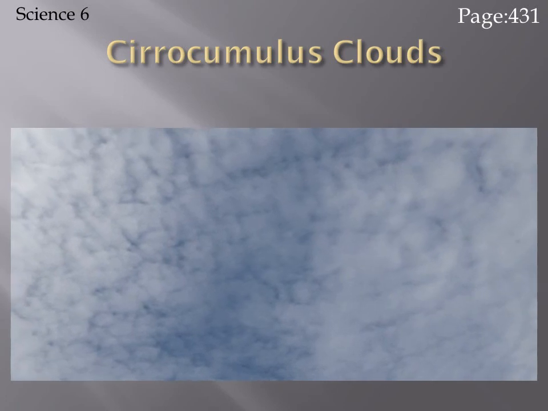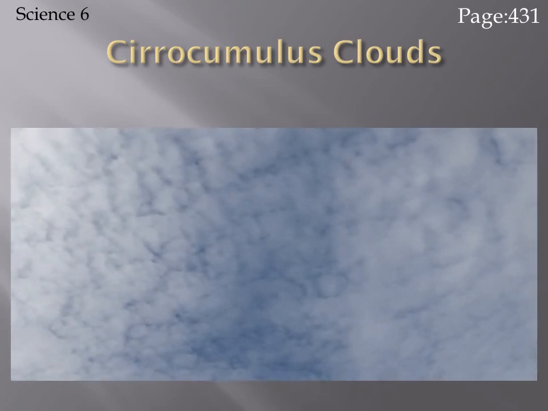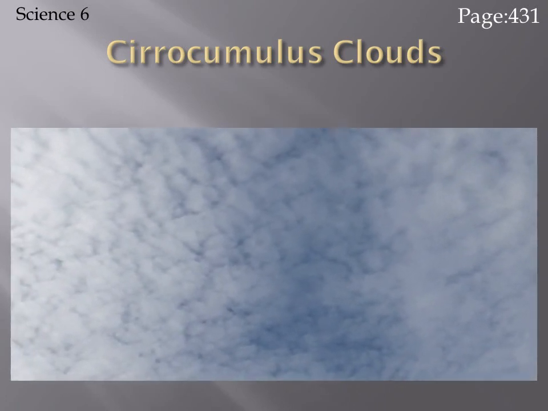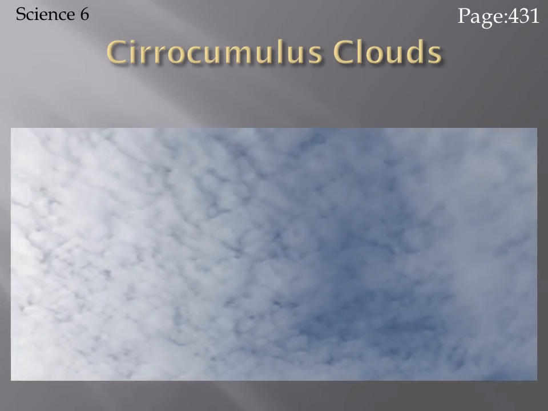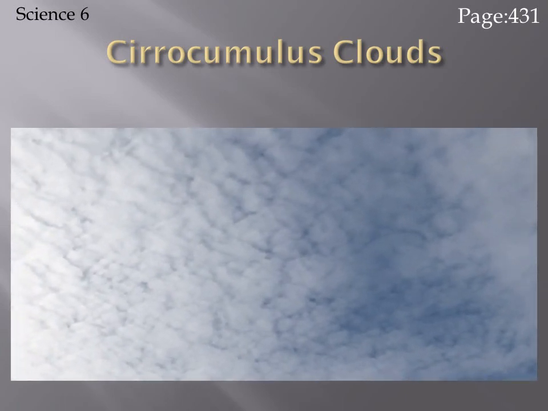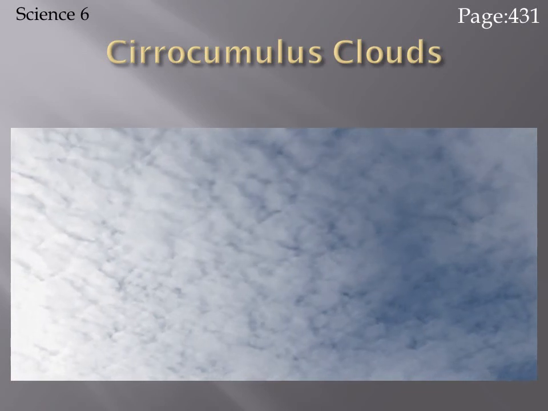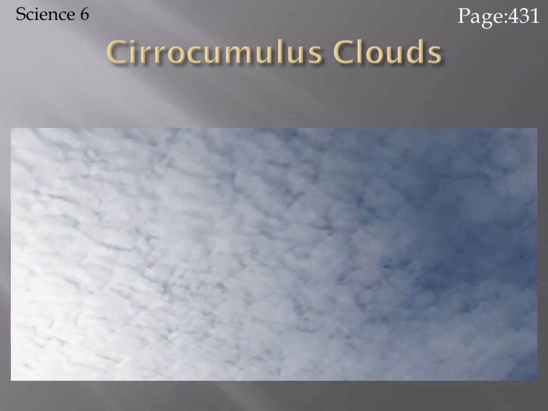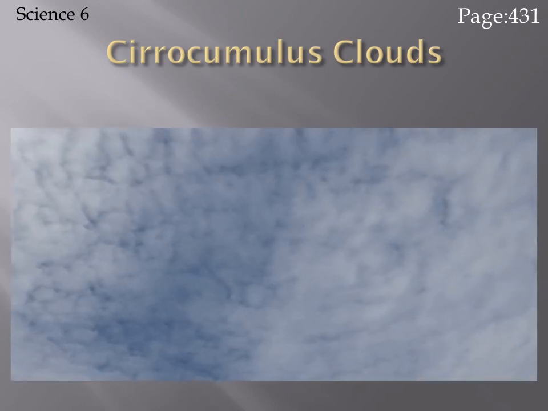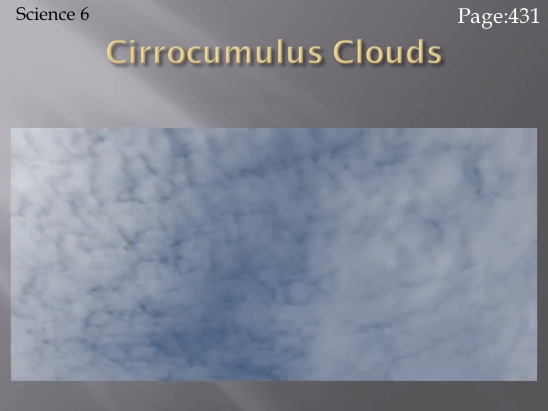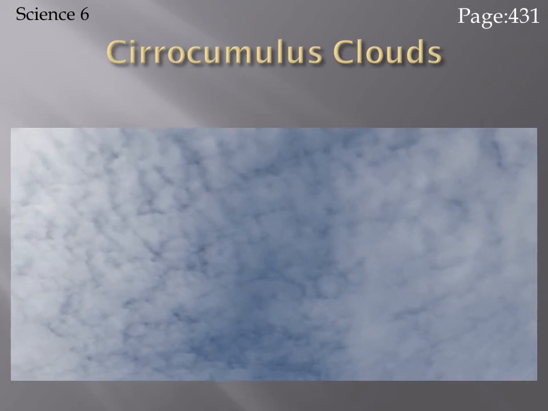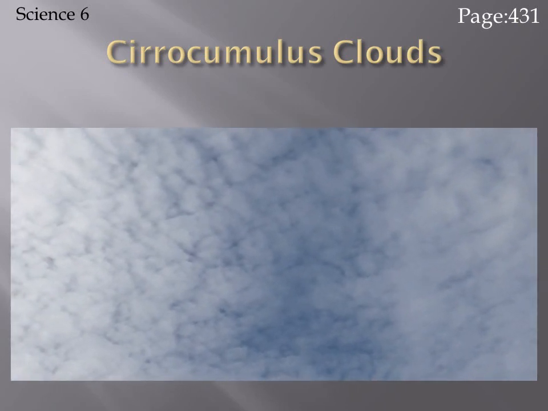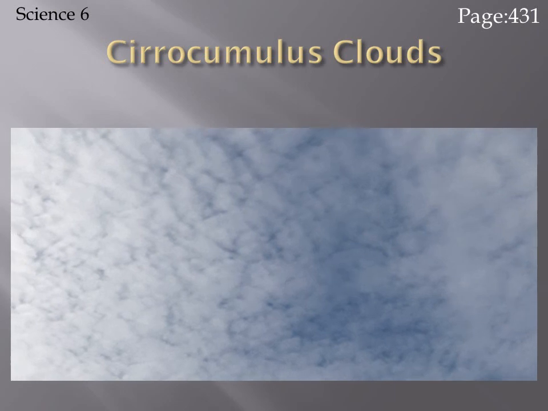Cirrocumulus clouds are small rounded puffs that usually appear in a long row high in the sky. Cirrocumulus are usually white but sometimes appear gray. Cirrocumulus clouds, which look like cotton balls, often indicate that a storm is on its way. So if you see this kind of cloud, it means there's a storm coming. Remember this type of cloud.